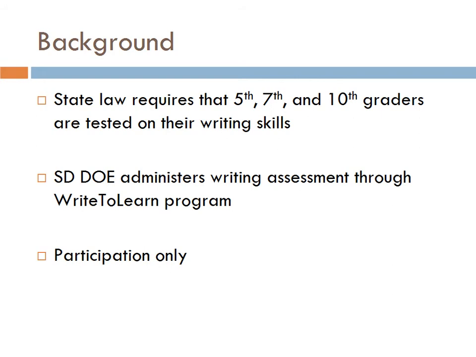So a little bit of background. The state law requires that 5th, 7th, and 10th graders are tested on their writing skills. So this means that students in 5th, 7th, and 10th grade need to be tested on writing skills. What we use to do this is Right to Learn. And as you remember from last year, Right to Learn is a program where teachers pick the essay, students write in their essay response, and they get immediate feedback for it. And we at the state only look at the participation, so we don't look at your scores, it's participation only.